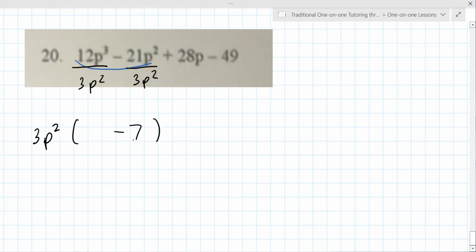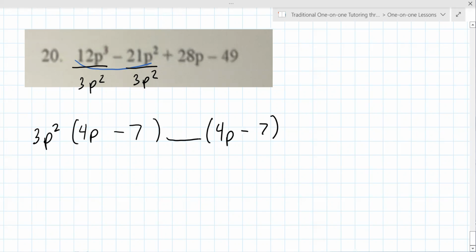Agree with that? What was the first one? I didn't hear. Got it. One sec. Sure. 4p - 7. Good. Now you immediately write that over here. Immediately. Whatever's in parentheses, you write over here to the right in parentheses.